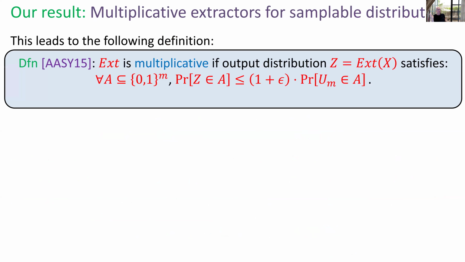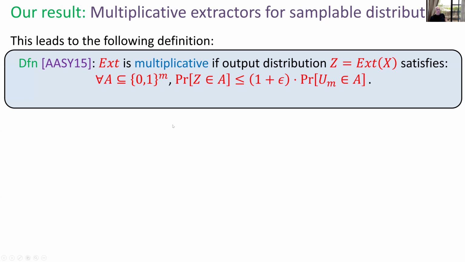This is from a paper with Artemenko, Applebaum, and Young. We say that an extractor, deterministic or seedless extractor, is multiplicative if the output distribution Z, namely X of x, satisfies the following multiplicative relation. For every event A, the probability that the output of the extractor is in the event A is less than 1 plus epsilon times the probability of the event A under the uniform distribution. So rather than adding epsilon, it's 1 plus epsilon times that.